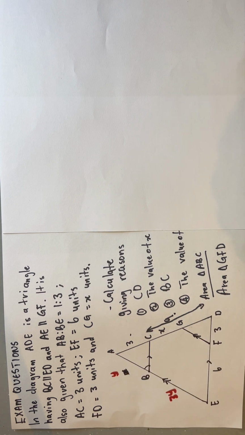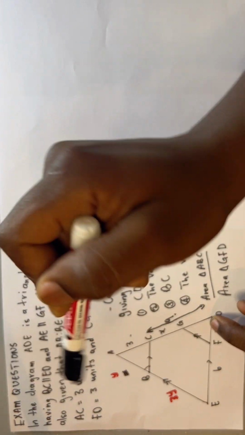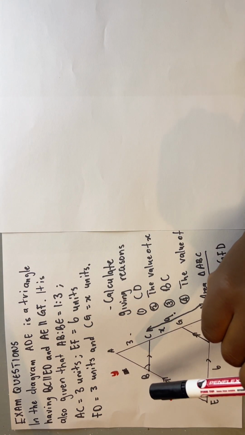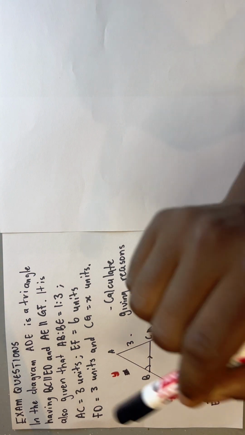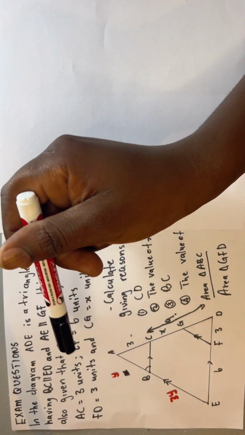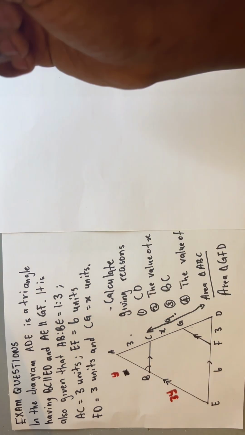I've extracted some of these questions from our past paper, and it is attached in our video. Right, so now let's look at this question. They say in the diagram, ADE is a triangle having BC and ED parallel, and also AE and GF parallel. So BC and ED are parallel to each other, and they are also having GF or FG parallel to AE.